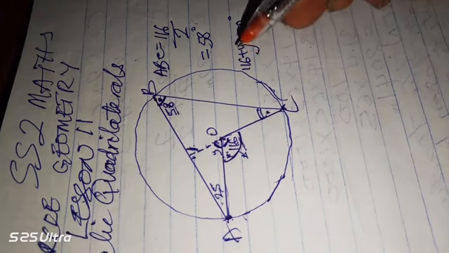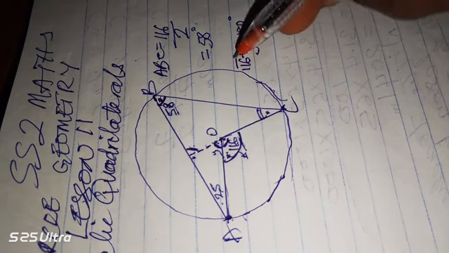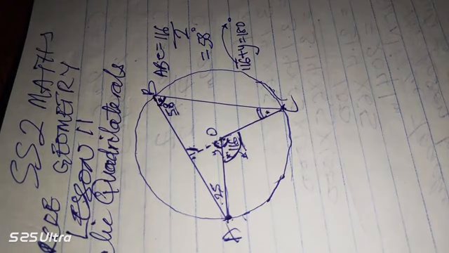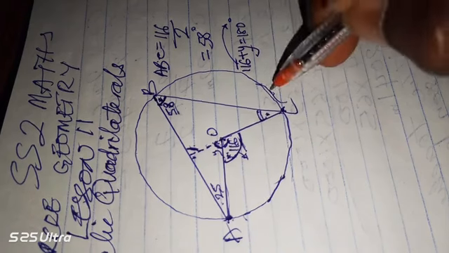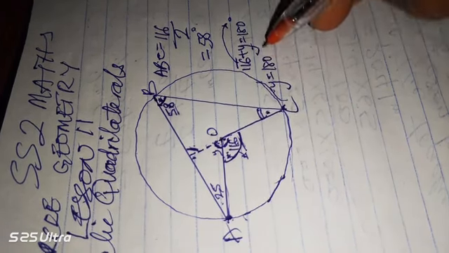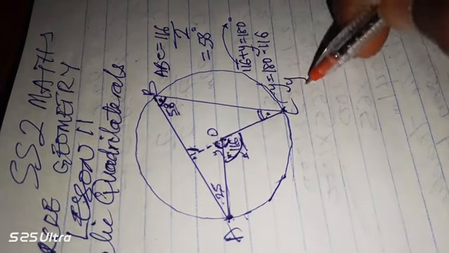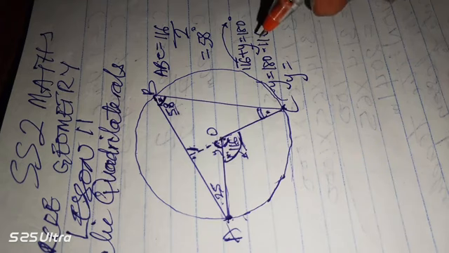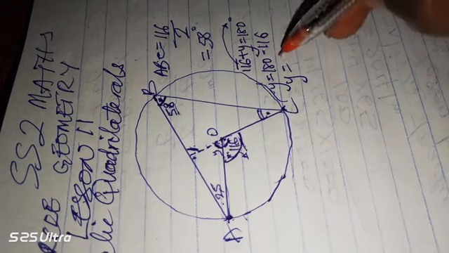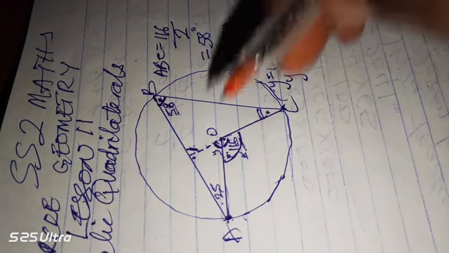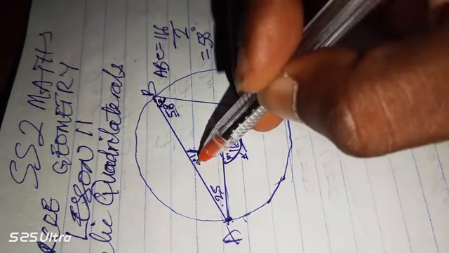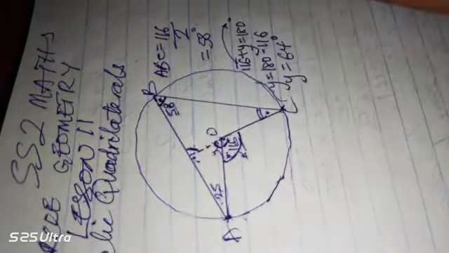I will collect like terms, that is to say I'm going to take this 116 to the other side, and as it crosses the sign of equality it will become negative. So y is equal to 180 minus 116. That will give me 64 degrees. I found this angle at 64. So at this point I can find this angle also, using sum of angles in a triangle is 180 degrees.